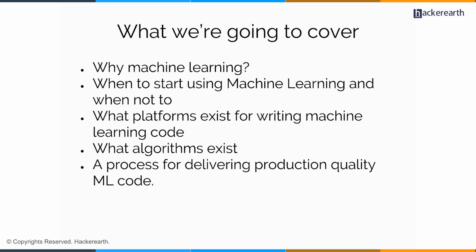We're going to cover, first of all, why use machine learning in the first place. We're going to talk about when to start using machine learning and when not to. And then we're going to get more into the production quality things. So we will talk about which platforms exist for writing machine learning code, which algorithms exist, so really giving you the information necessary to know which algorithm type to go for. And then finally, I will introduce to you a process for delivering production quality machine learning code.